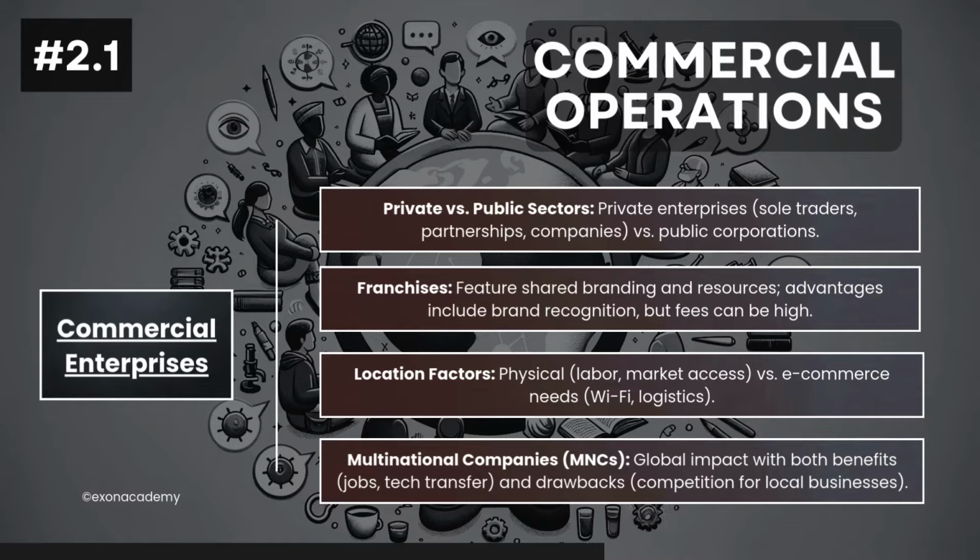For physical stores, access to raw materials, labor, and market is critical. On the flip side, for e-commerce, fast internet, robust logistics, and customer access are essential. Number four is multinational companies, MNCs, they're conglomerates. These operate in multiple countries, bringing benefits like job creation and technology transfer, but also creating challenges for local businesses due to competition. They use different countries' varied business factors to their advantage, maximizing profit.